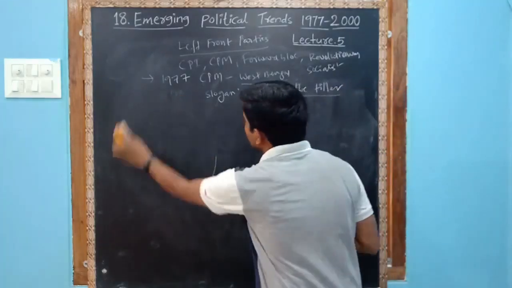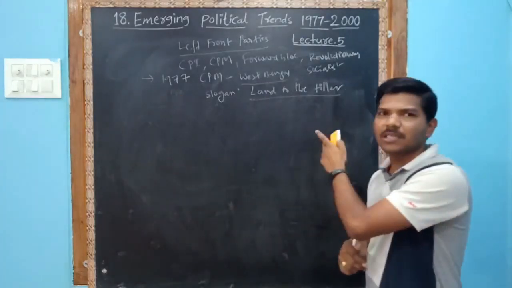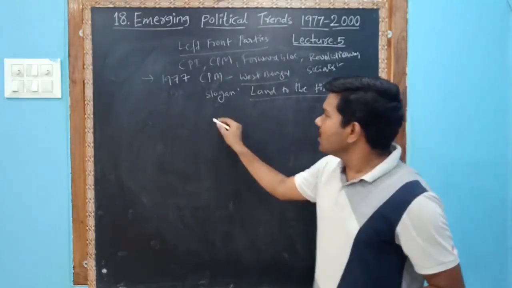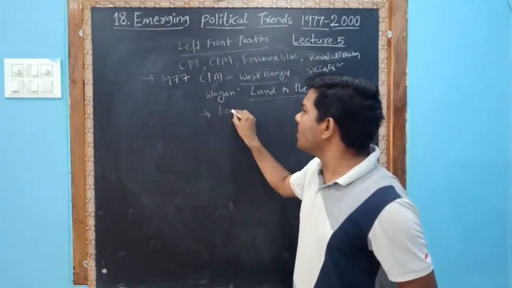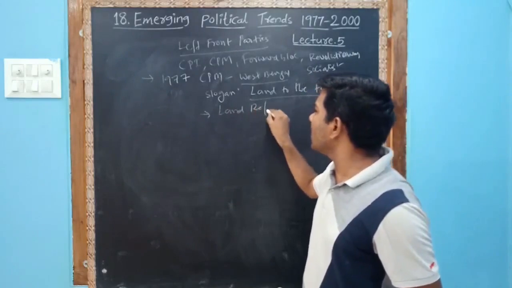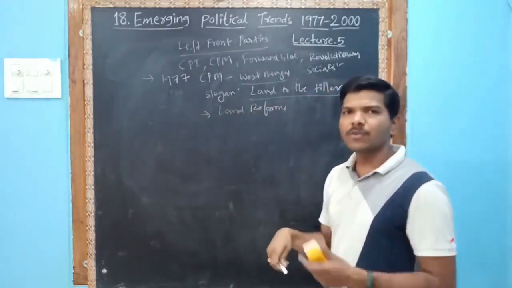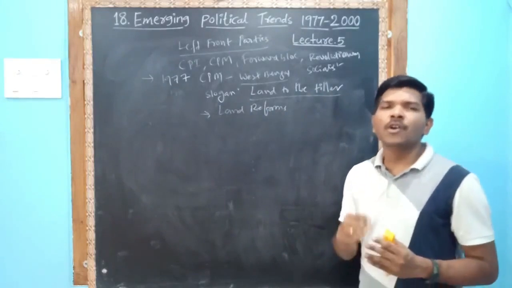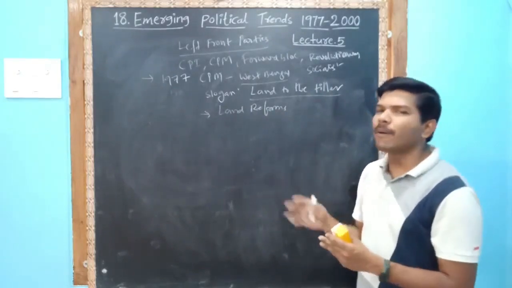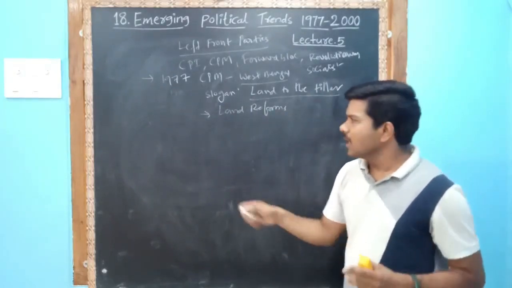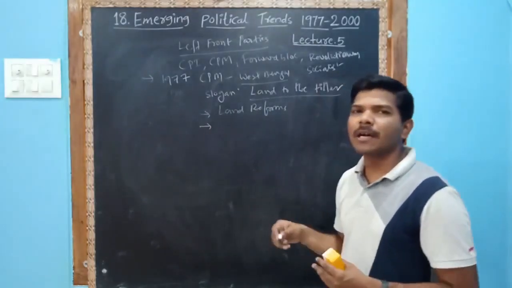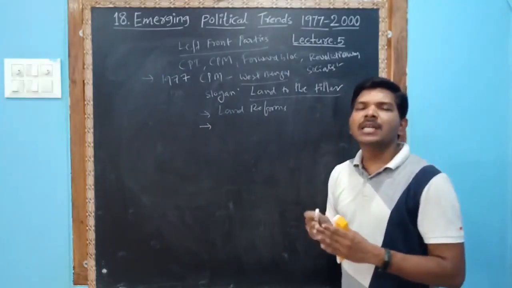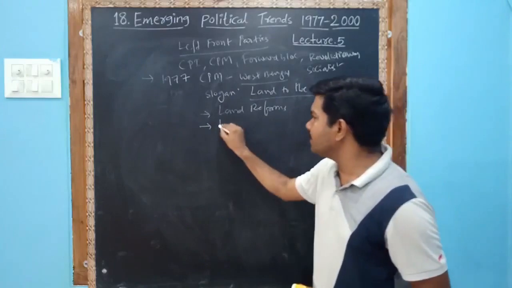Then the slogan they gave was land to the tillers. They implemented the land reforms very, very properly. West Bengal is the only state in India where land reforms were implemented perfectly. To implement the land reforms properly, they launched Operation Barga.